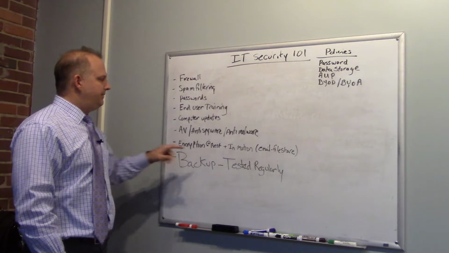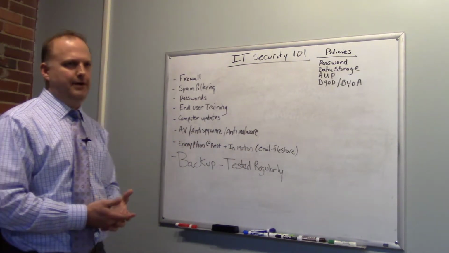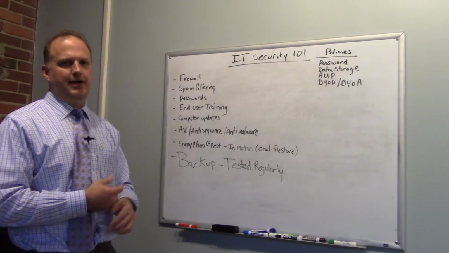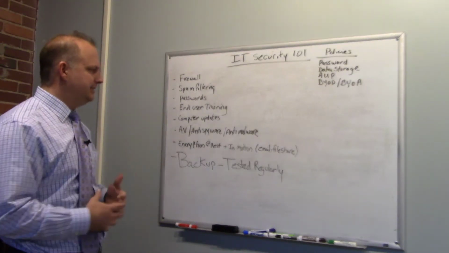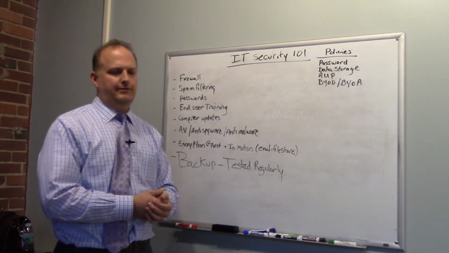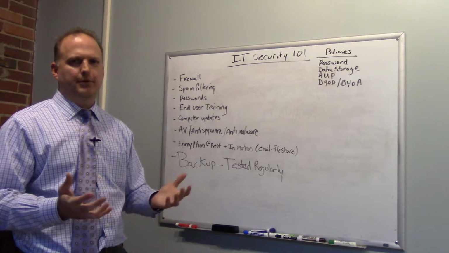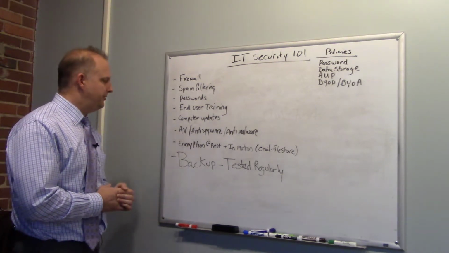Encrypt your data at rest and in motion, specifically for emails. When you're sending sensitive emails, Office 365 has a great encryption protocol in their advanced services, and also in file sharing, specifically for businesses that are transmitting personal information, CPAs, law firms, that kind of information.